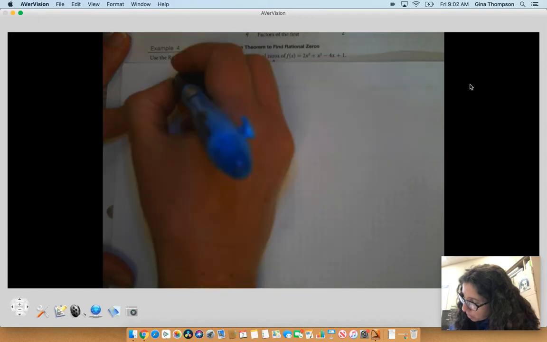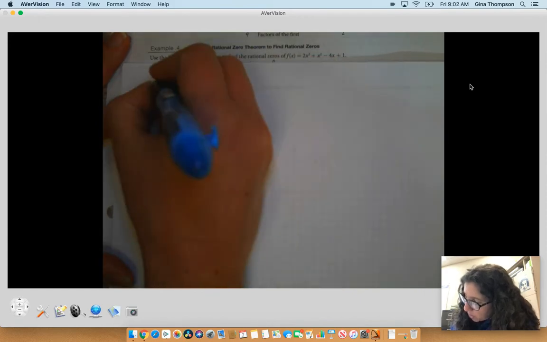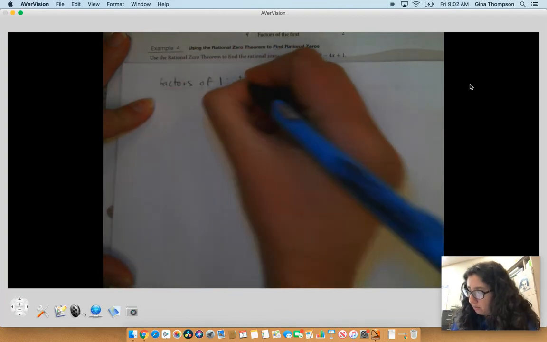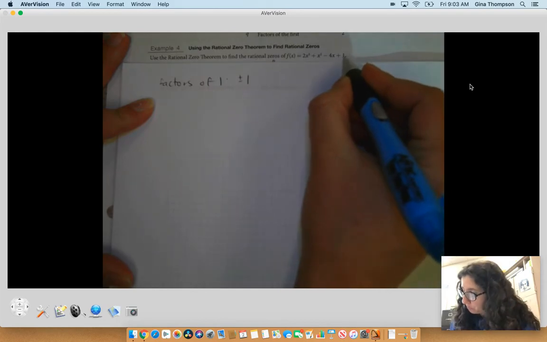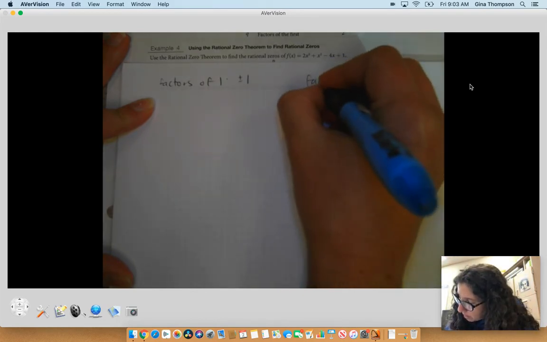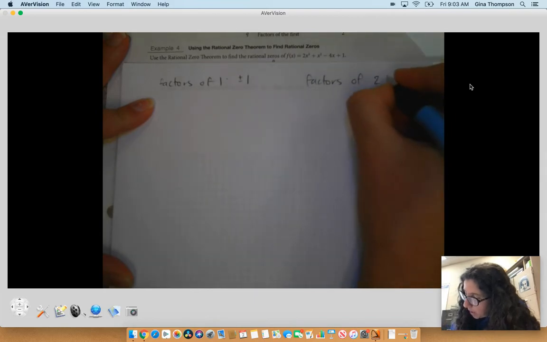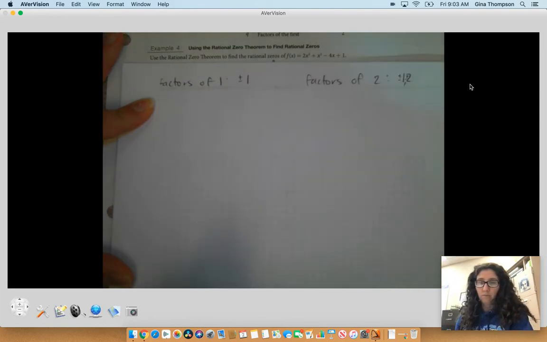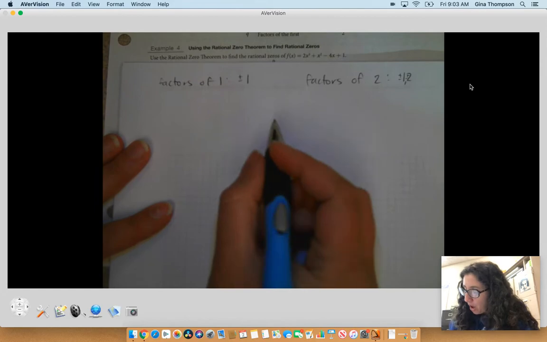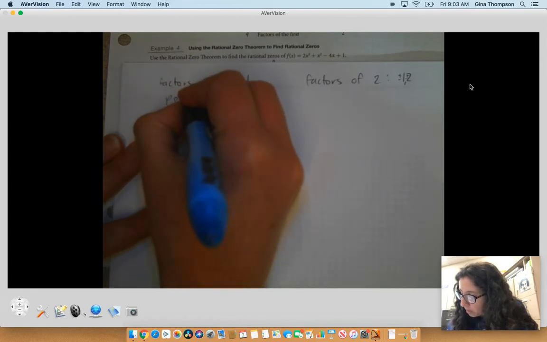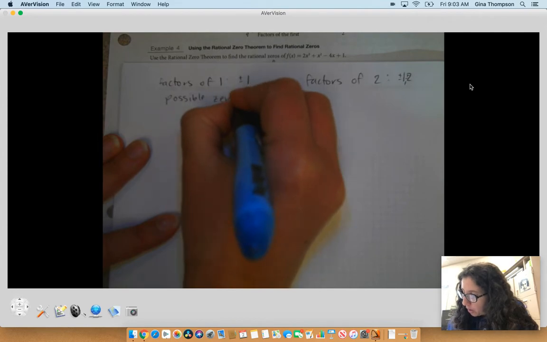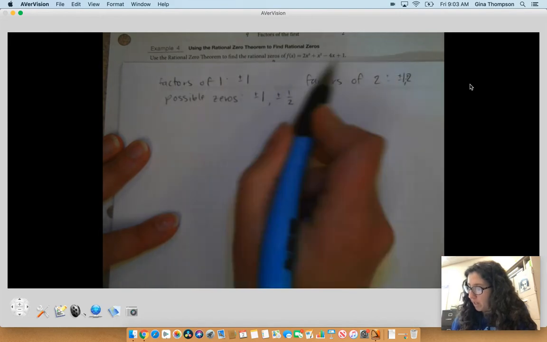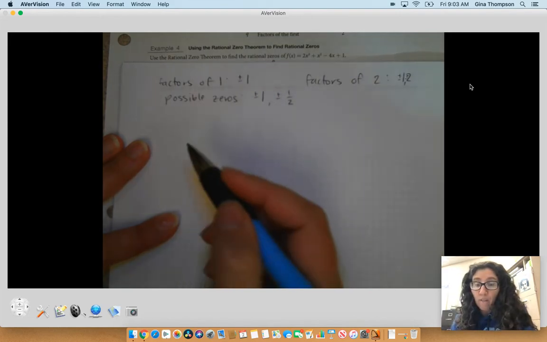Okay, so this is going to be pretty good because the factors of 1, the constant term, are just plus or minus 1, right? Factors of 2, the leading coefficient, are just going to be plus or minus 1 and plus or minus 2. Sorry, I wrote that kind of funky. All right, so the possible zeros are going to be plus or minus 1 and plus or minus 1/2, right? This over this or this over that. So we've only got 4.